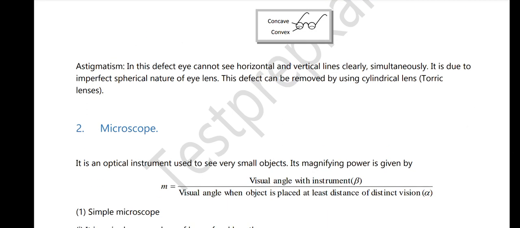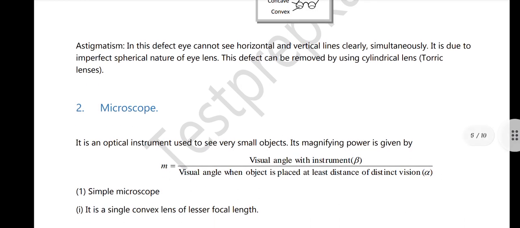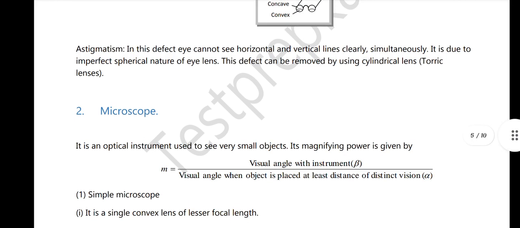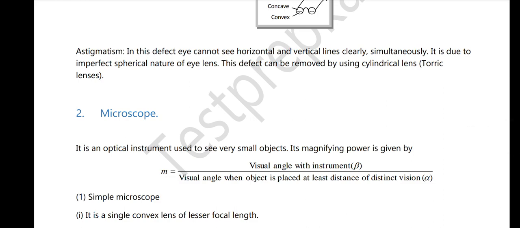Another eye defect is astigmatism. In this defect, I cannot see horizontal and vertical lines clearly together. It is due to the imperfect spherical nature of the eye lens. This defect can be removed by using cylindrical lenses, that is toric lenses.